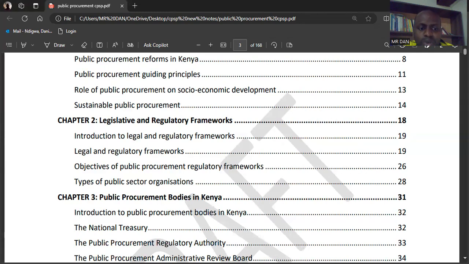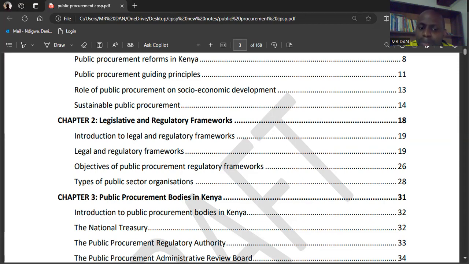Another thing we will talk about is the objective of the public procurement regulatory framework. What does the framework want to achieve at the end of the day? So we'll be able to understand that. The other thing that we are going to look at is the type of public sector organization. So we need to understand what are some of the public entities and what is their mandate in ensuring that public procurement is practiced in their institution.